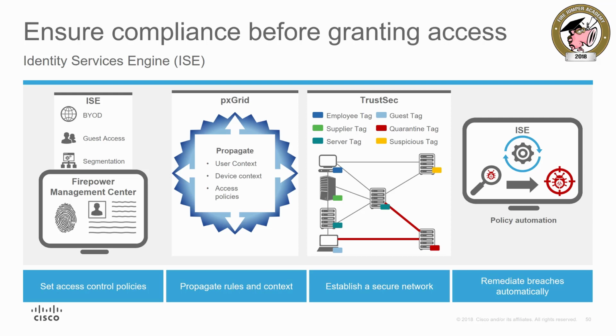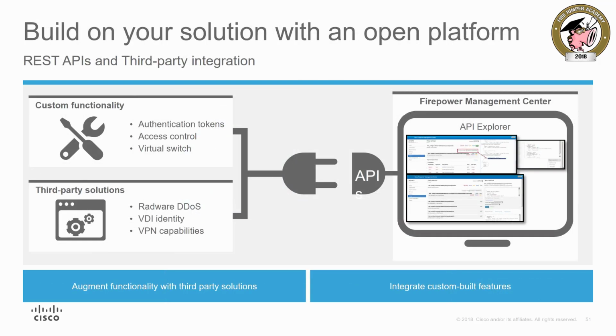On top of that, added visibility, Cisco Firepower NGFW also delivers programmability to the NGFW with the REST APIs, making it possible for you to tailor your NGFW setup, monitoring and configuration capabilities. This enables you to implement custom functionality within the Firepower Management Center. For example, you can use REST API to generate authentication tokens or create custom access control policies.